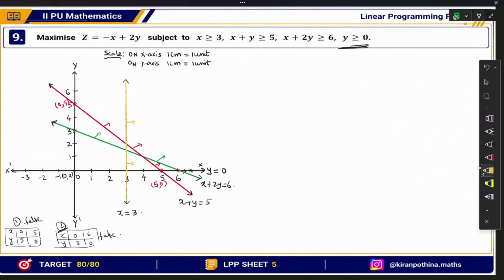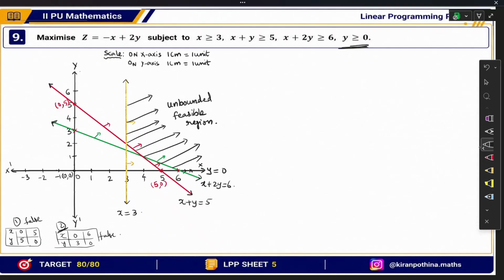Now if you observe which part has all the lines' regions, this is the region. We have the yellow line, and we also have the red line area, as well as the green line area. So this is called an unbounded feasible region. Why we call it unbounded is because it goes to infinity, so there is no boundary here. Though it is unbounded, still we'll get corner points. Observe the corner points here.